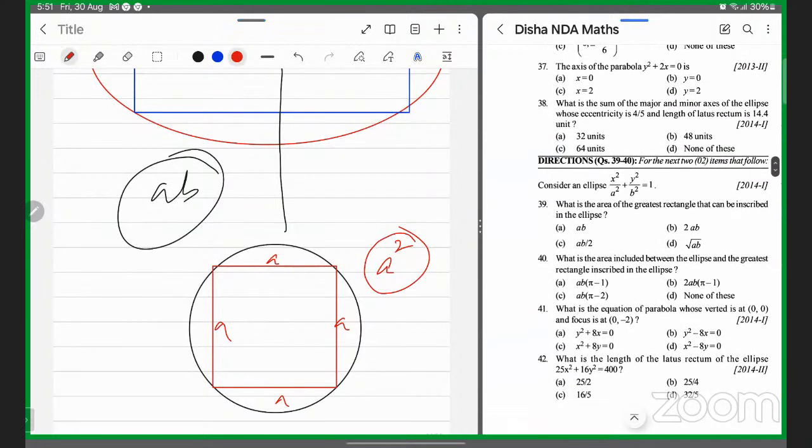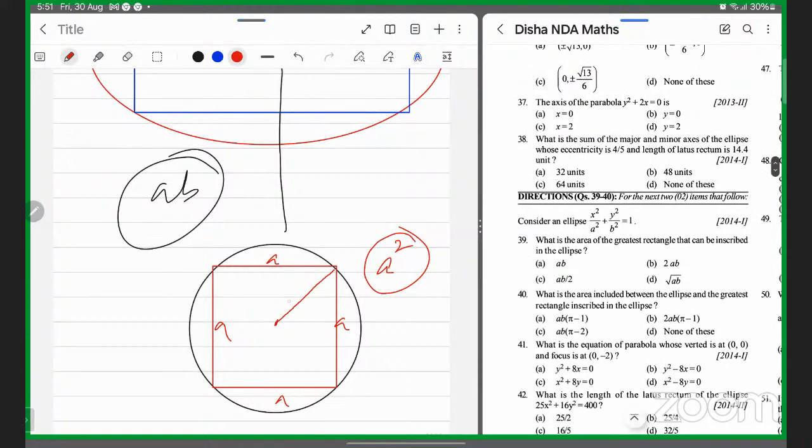But what is the radius of this? The radius of this is a. Right? Any problem? No, this is root 2 times a. This is a, this is a, 90 degrees. This is root 2 times a, root 2 times a. So the area will be 2a square. Understood?